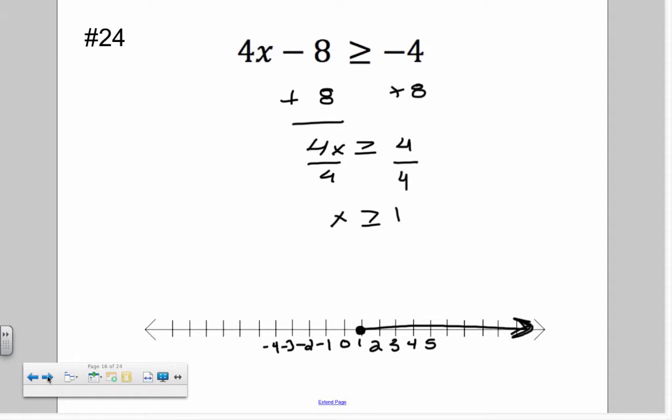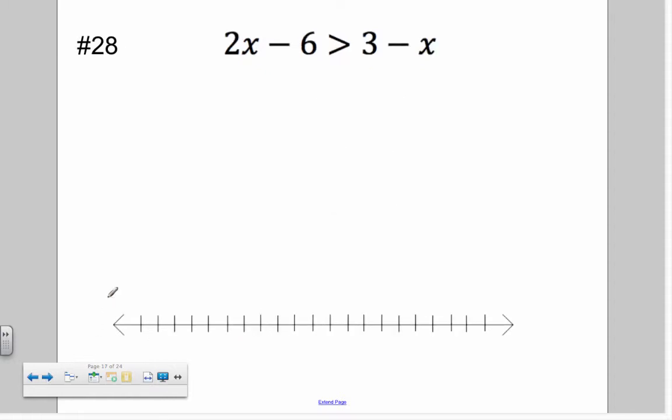Okay, next problem. Next problem I have is number 28. It says 2x minus 6 is greater than 3 minus x. And I chose this problem because there's an x on both sides. These types of inequalities are kind of unique because, as I mentioned before, if we ever have to multiply or divide an inequality on both sides by a negative, then we would have to flip our sign. It's not difficult, but it's something else to remember.